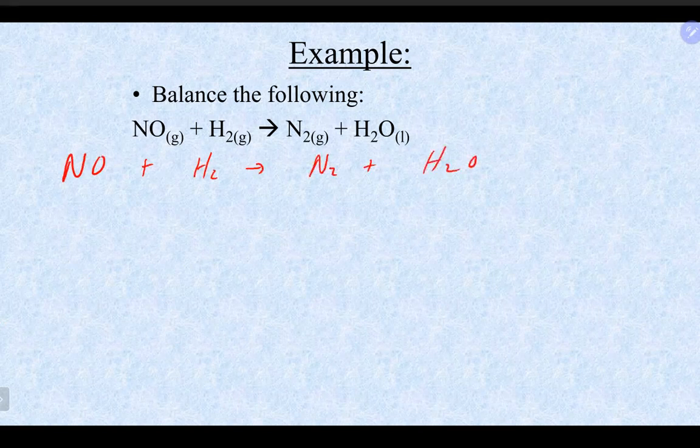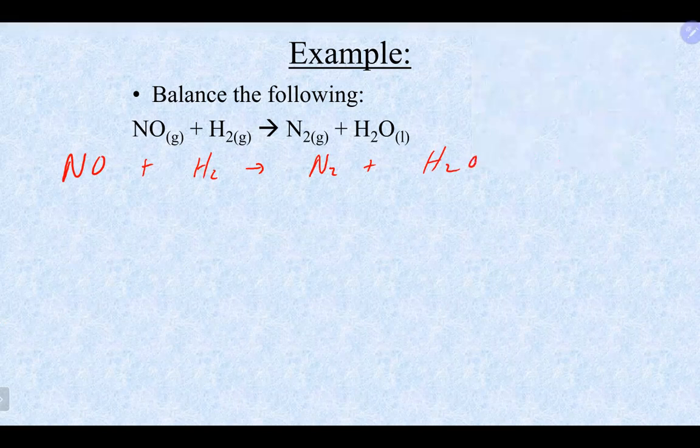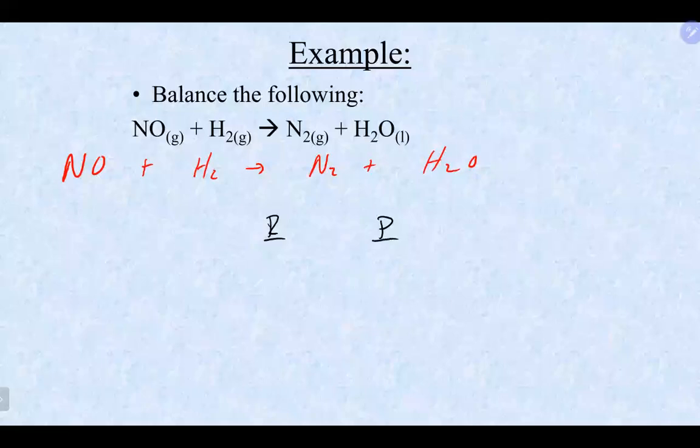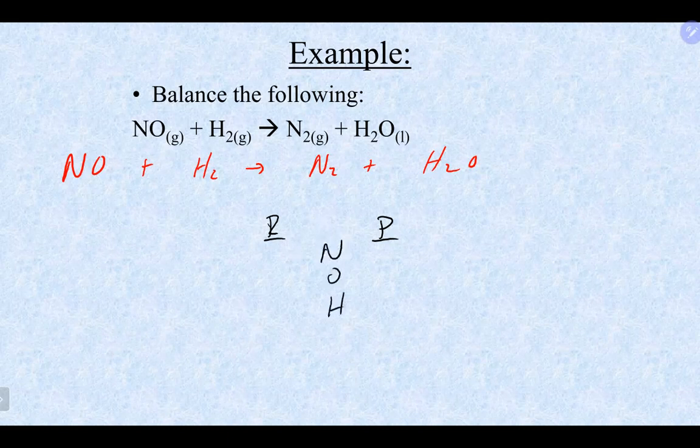Personally, when I go to balance an equation, the first thing I do is make a table. So we have our reactant side, we have our product side, and we basically just list all the elements. So we have nitrogen, oxygen, and hydrogen. On the left-hand side, there is one nitrogen right there. On the right-hand side, there are two nitrogens right there. Left-hand side, one oxygen there. Right-hand side, one oxygen there. Left-hand side, two hydrogens there. And right-hand side, two hydrogens there.